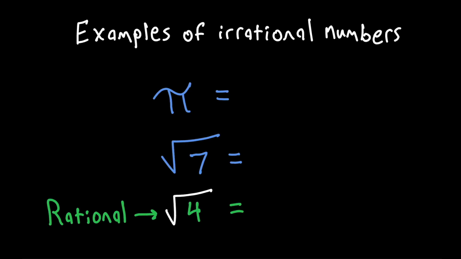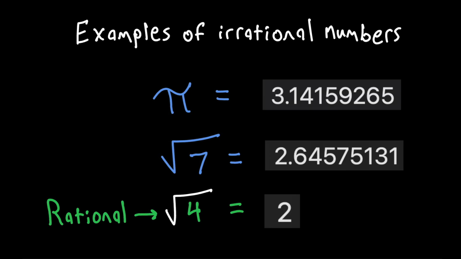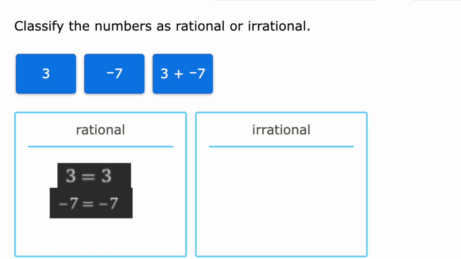When entering these numbers on a calculator, notice how the irrational numbers like pi and the square root of 7 give you an endless string of numbers, whereas a perfect square root like 4 does not. Let's look at some examples. In this first example, 3, -7, and the sum of them are all integers, therefore they are rational numbers.